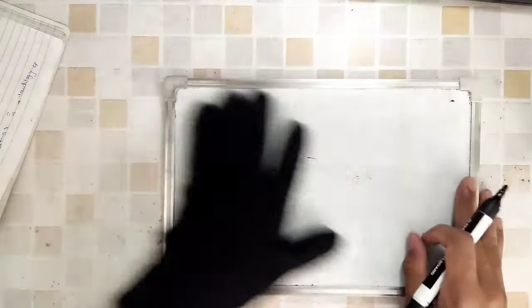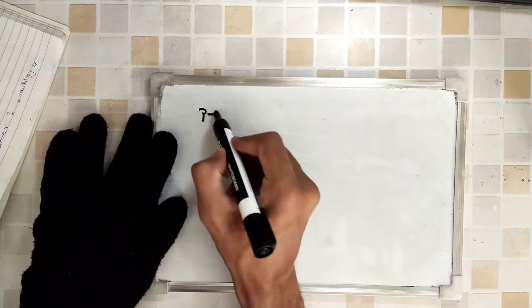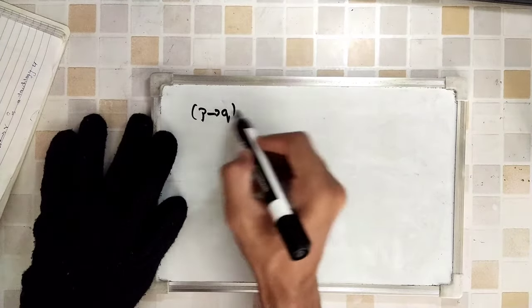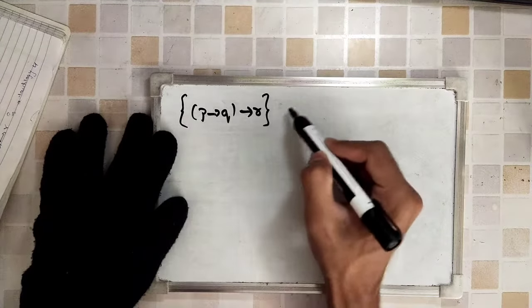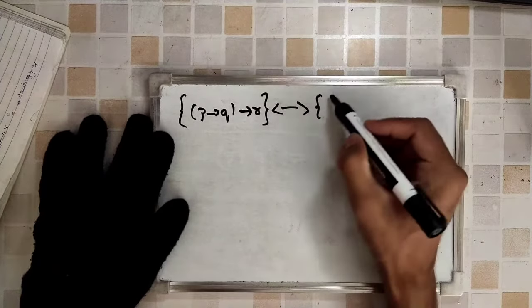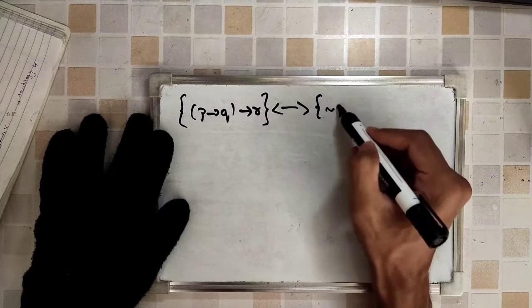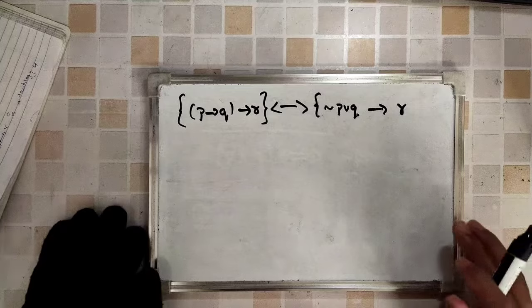Okay, so here they have given a question. Let me just copy it. They have said, without using any truth value. So you should not use truth values. Earlier it was very easy to find the truth value of each word and then find. So what they are saying is, prove that P implies Q, whole implies R, is biconditional or logically equivalent to negation P or Q, whole implies R. Okay.